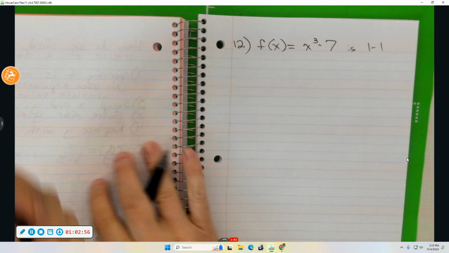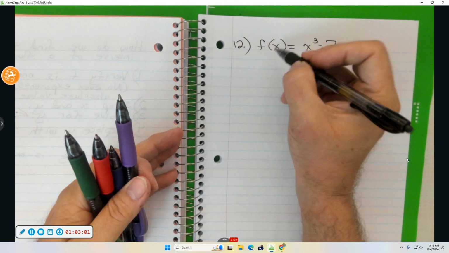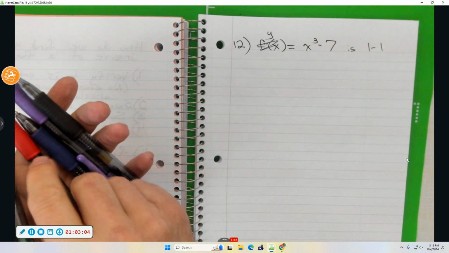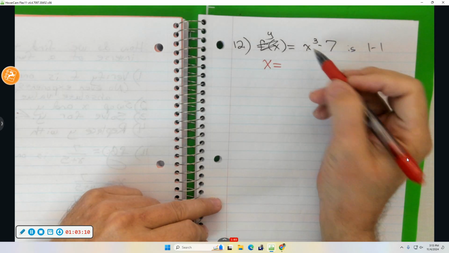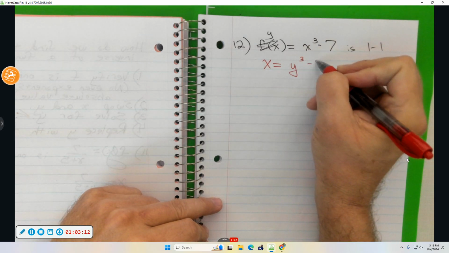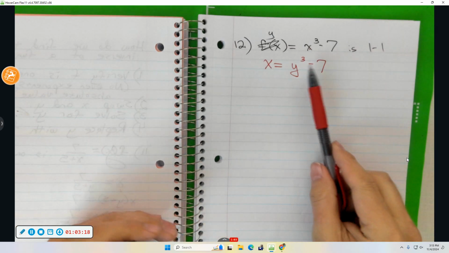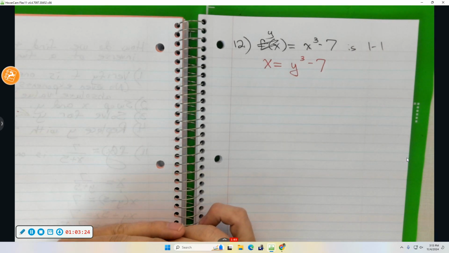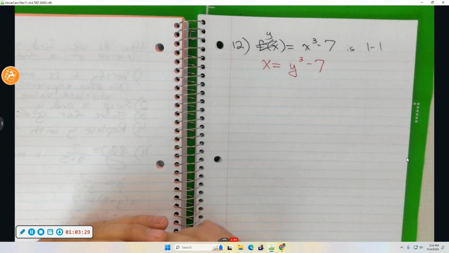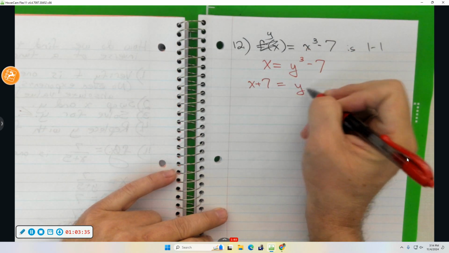Swap x and y. Once again, I don't see a y. What's acting like y? F of x, that's my y. So my y becomes an x. My x becomes a y. We need to get y by itself. What do you think I'm going to do first? We're trying to get y by itself. Add 7, I agree. So we're going to have an x plus 7 equals a y cubed.